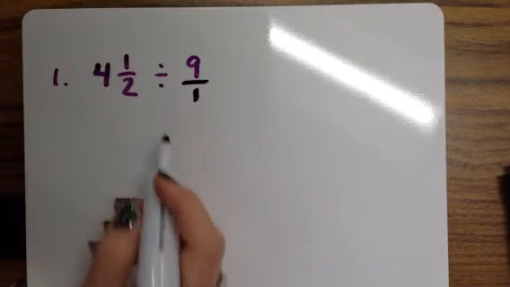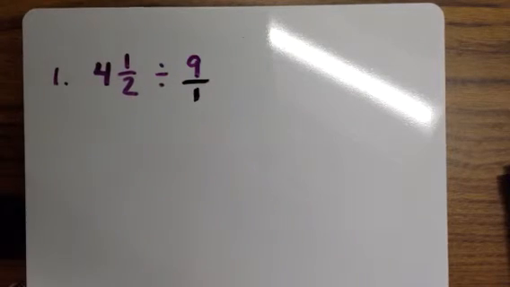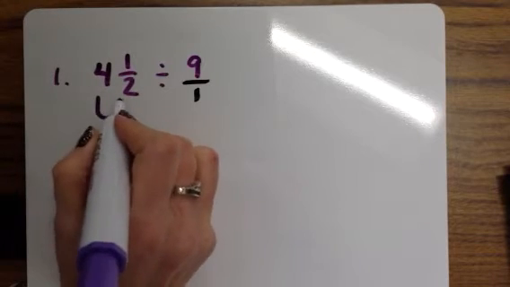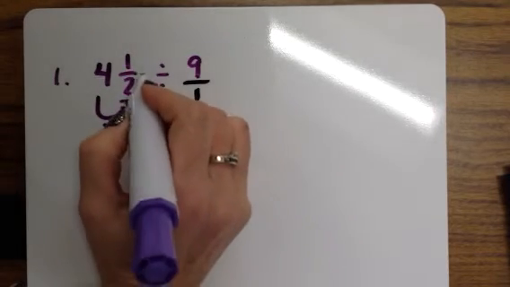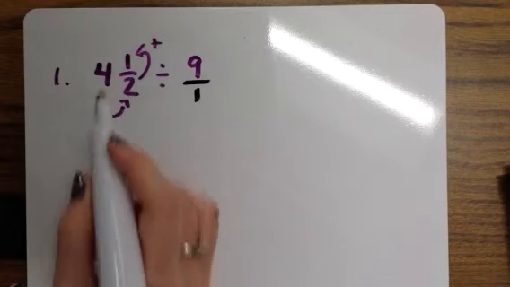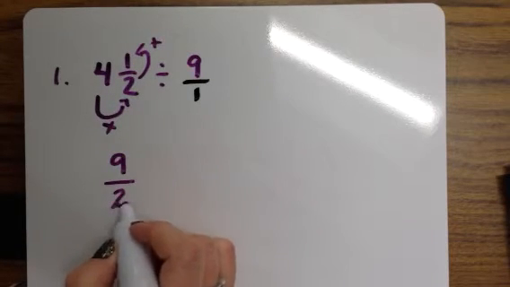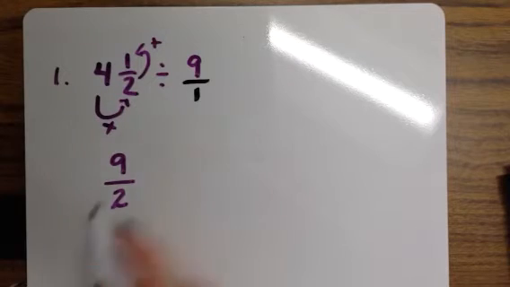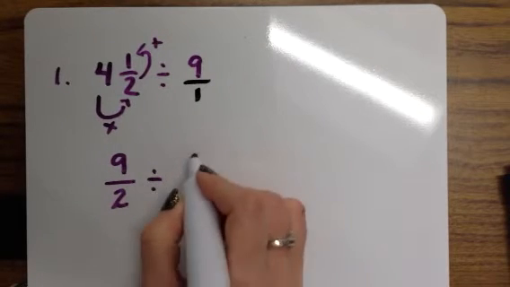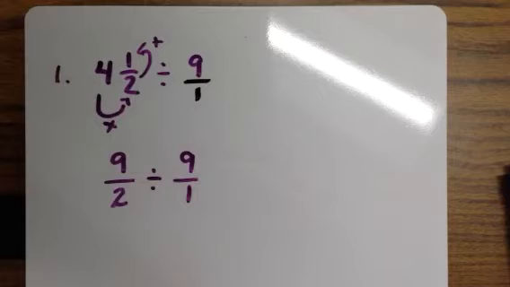So I'm going to change this fraction by making this an improper fraction. So I am going to say 4 times 2 plus 1. So 4 times 2 is 8 plus 1 is 9. And I would have 9 over 2, or 9/2, because that bottom number stays the same, divided by 9 over 1. Now, I just rewrote my problem because I don't want to skip steps. I'm learning. So please don't skip steps, and please write down how I'm doing this here.